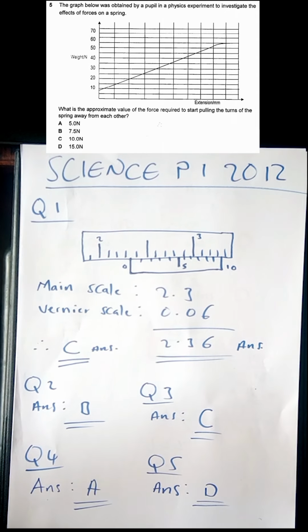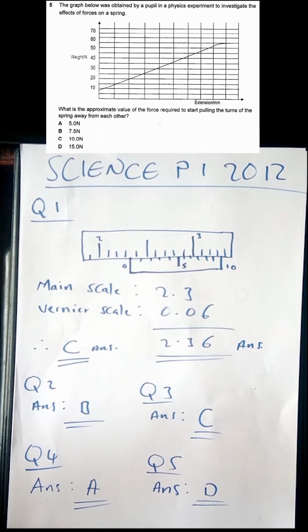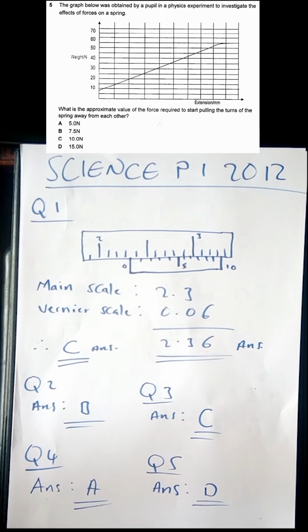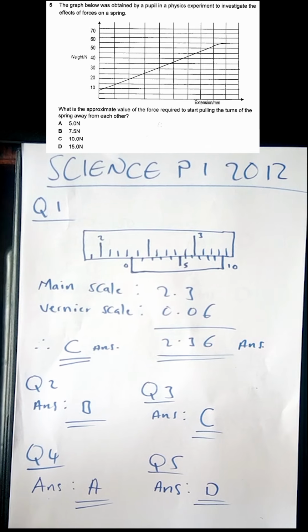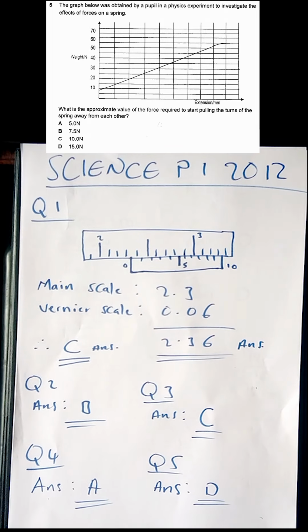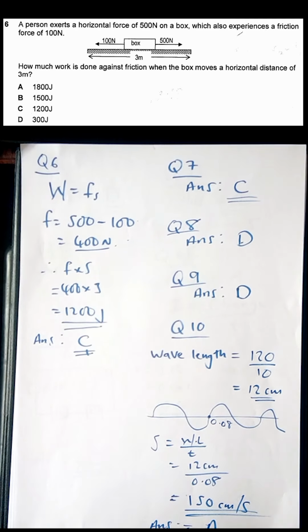We move on to question number 5. The graph below was obtained by a pupil in a physics experiment to investigate the effects of force on a spring. Question: what is the approximate value of the force required to start pulling the turns of the spring away from each other? We can see from the graph that 10 won't pull the spring turns away, but the number which is just above 10 is the one that will pull them away. And according to the multiple choice, the number which is just above 10 is 15, which is found on D. And that's the answer there.